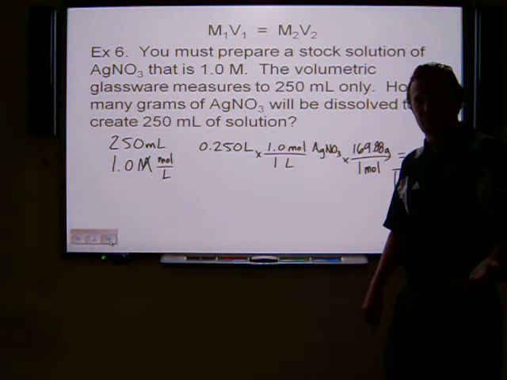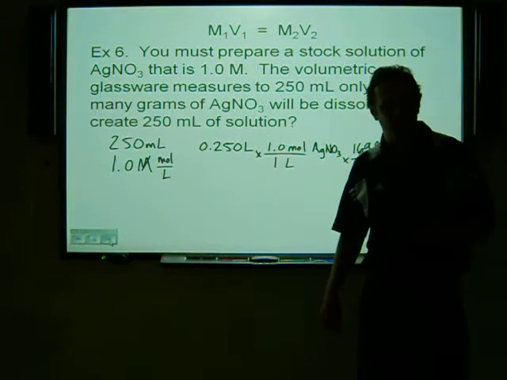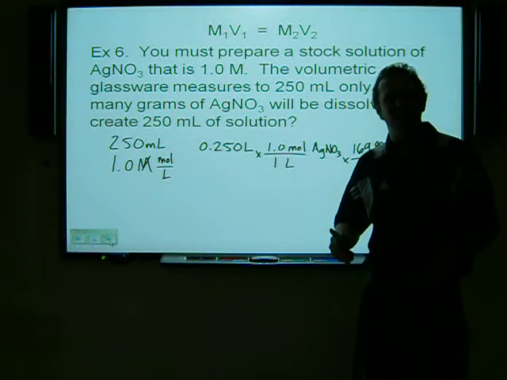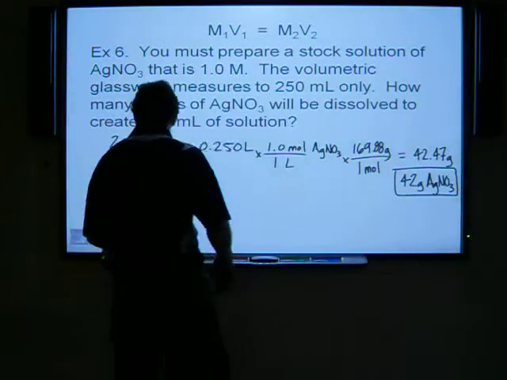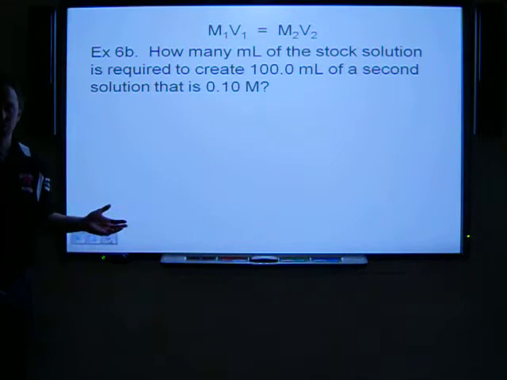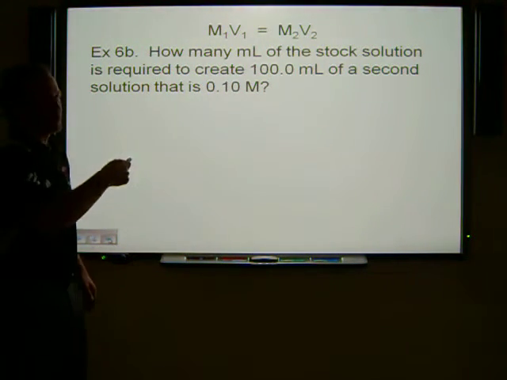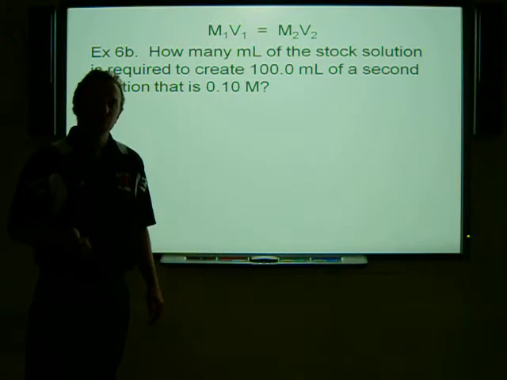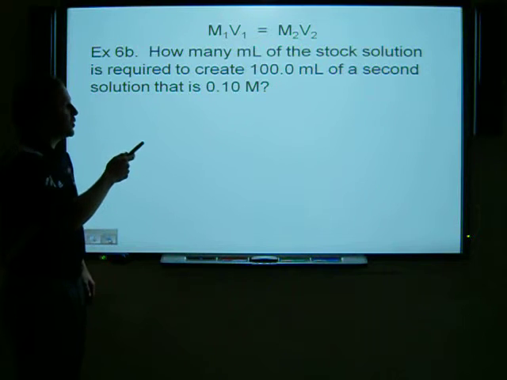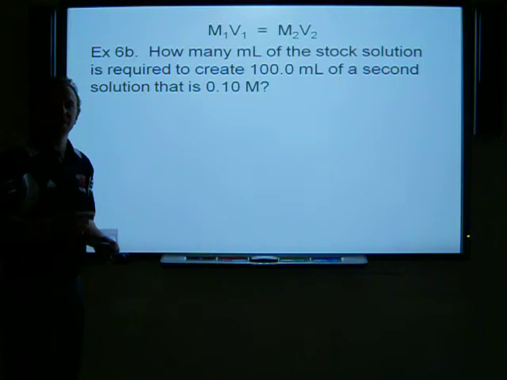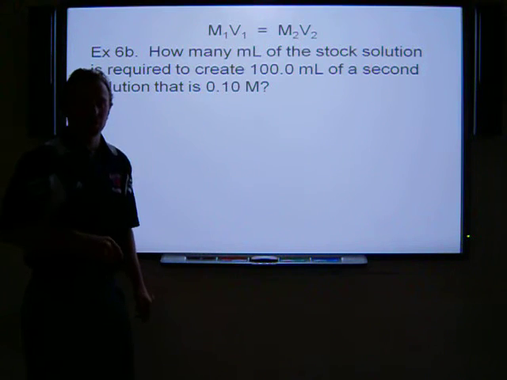So there's the next problem. Last thing, I want to take this and let's call this our stock solution now. So I've created a new solution and I want to now make a less concentrated version, a dilute version of this. So last thing, we're going to take that answer and determine something else. How many milliliters of this new stock solution, and don't forget that it's 1.0 moles per liter, how many milliliters of that stock solution is required to create 100 milliliters of a second solution? And this time, it's going to be 1/10 of that original concentration.